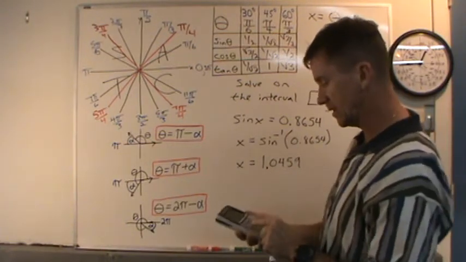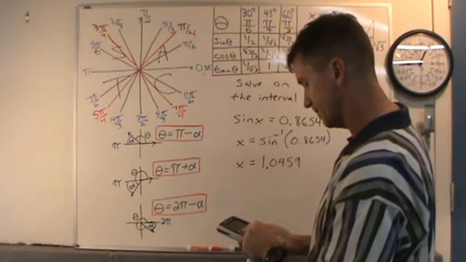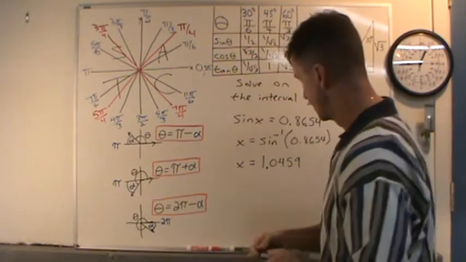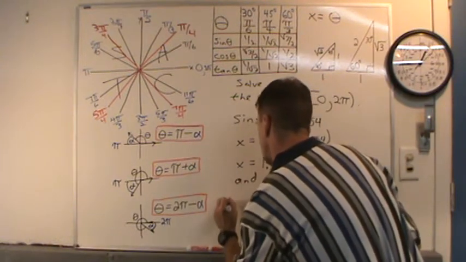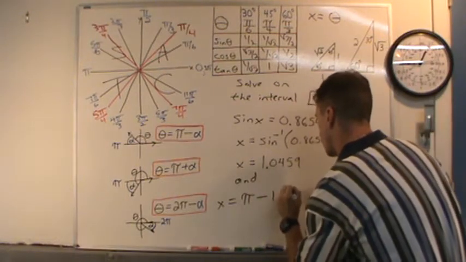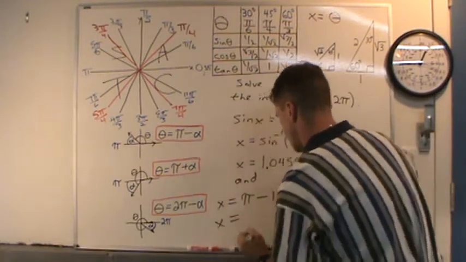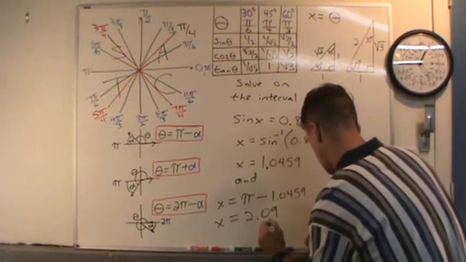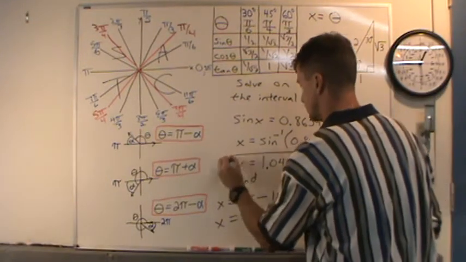So on my calculator, I'm going to hit the pi button. I'm going to subtract 1.0459. Well, I can just use the answer button off this calculator, so all the digits are accurate. Here comes the other answer. So x is equal to pi minus 1.0459. I'll do this because I use the answer button. And x is equal to 2.0956.